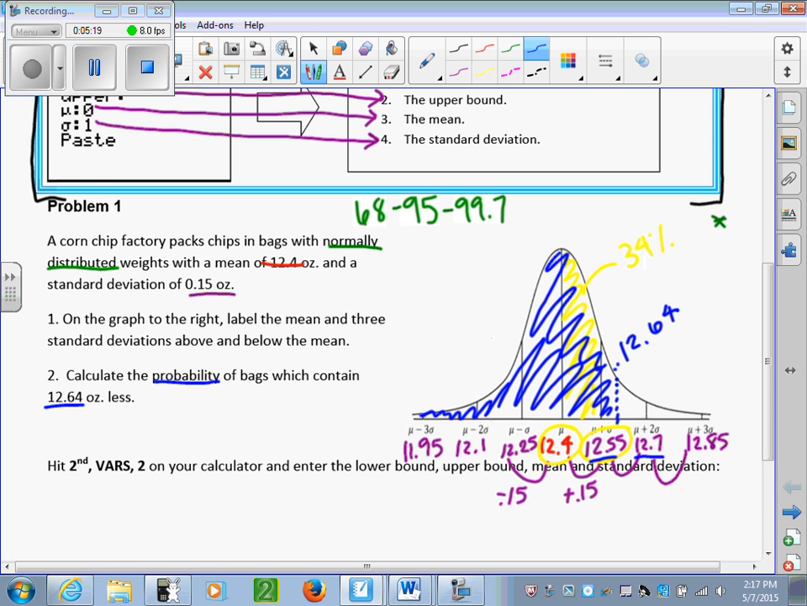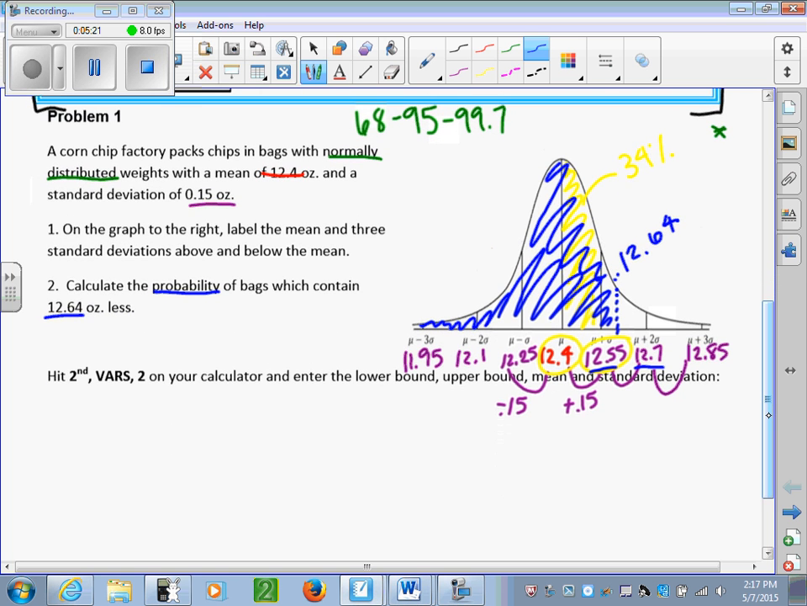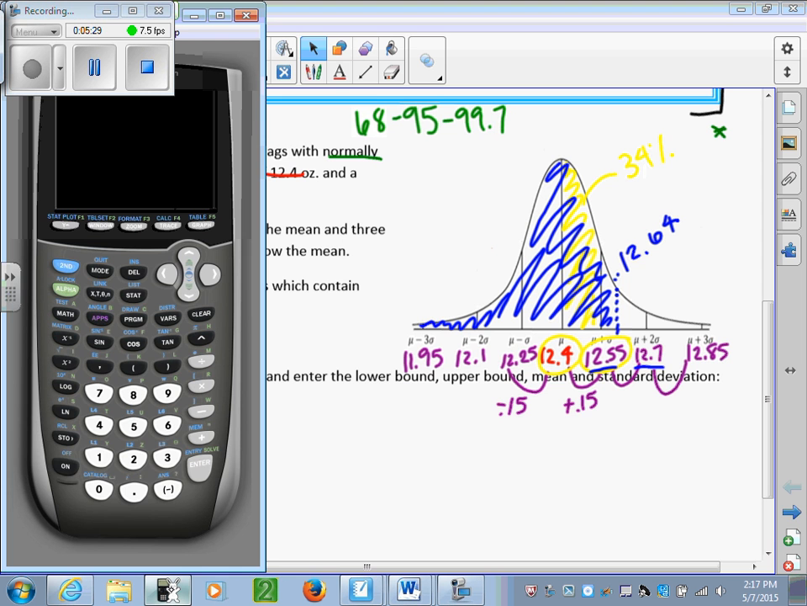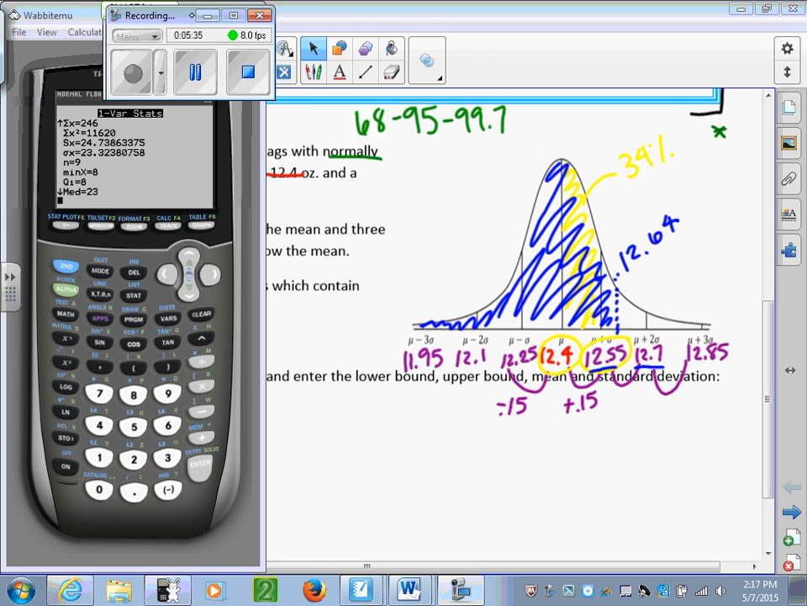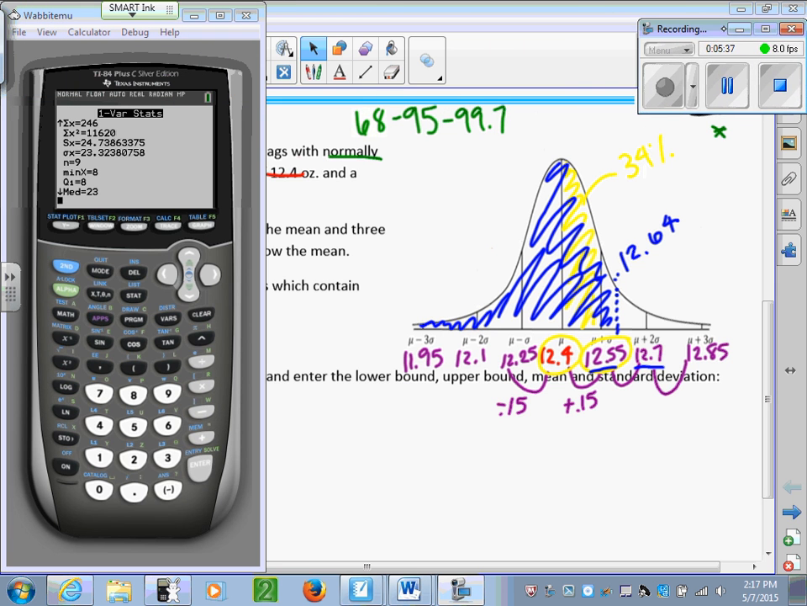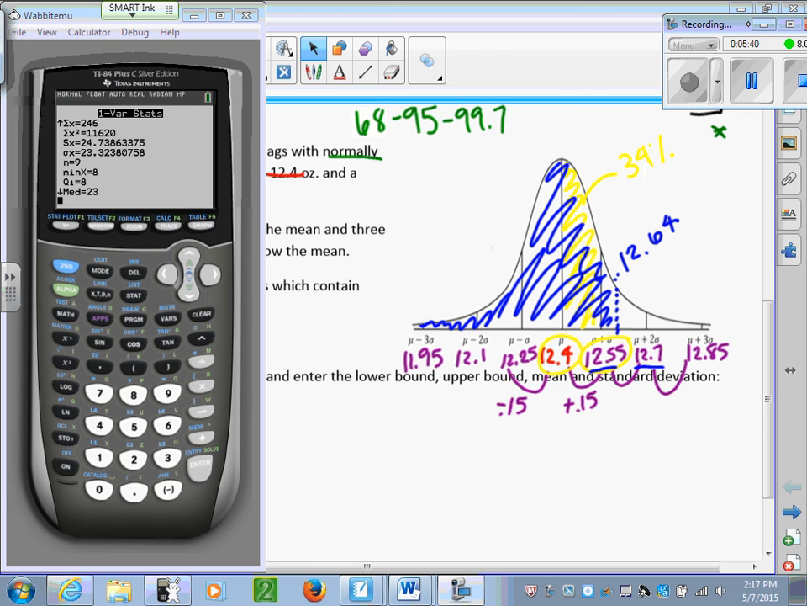To be able to find this, we can use our NormalCDF in the calculator. So what you're going to do is go to your calculator. Turn it on, maybe. Let's see if I can move this over. Okay, so I'm going to go to my calculator. Get out of this.